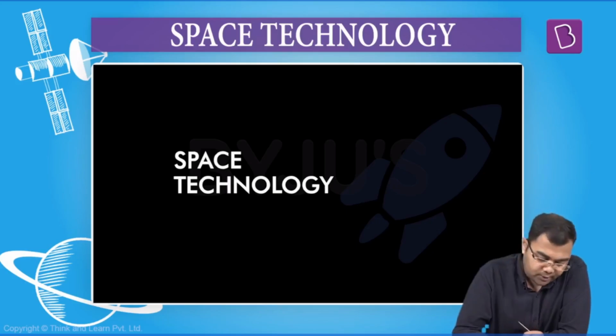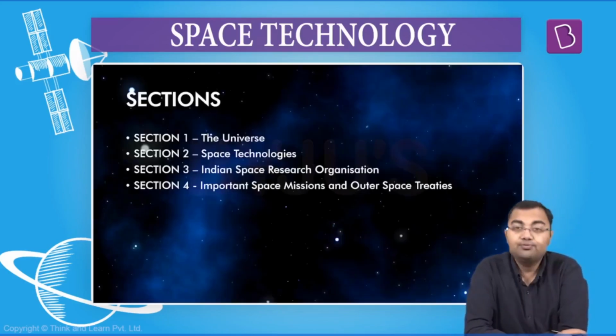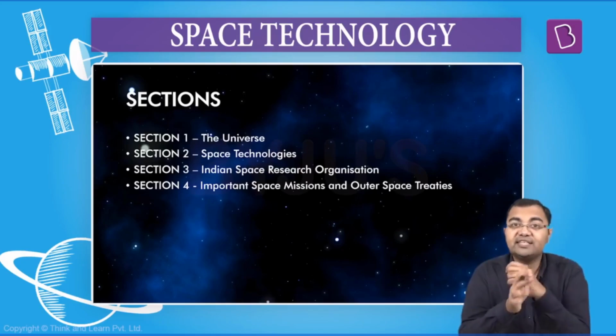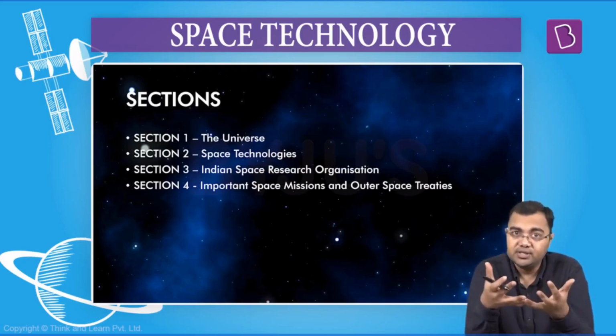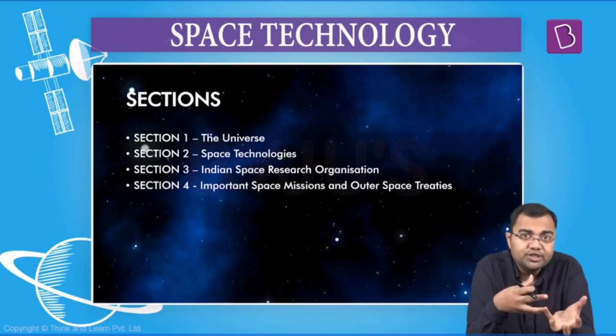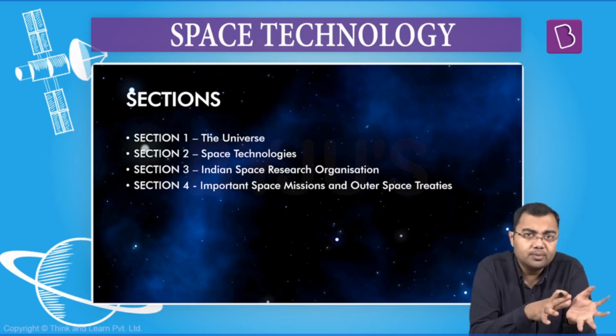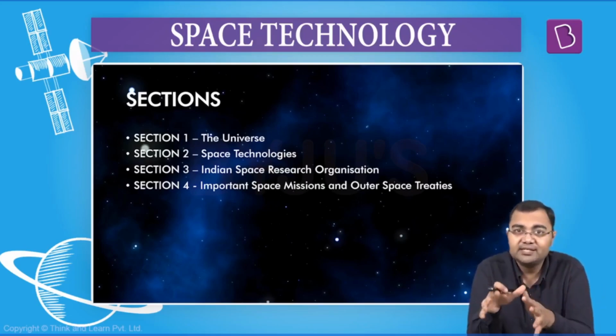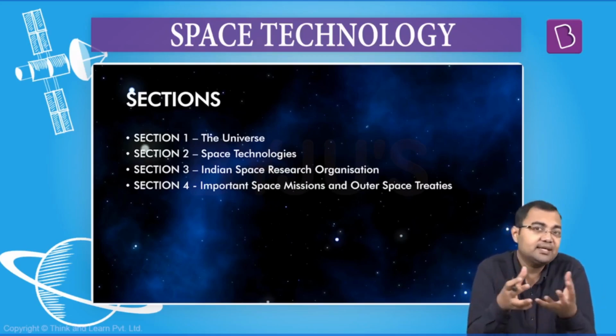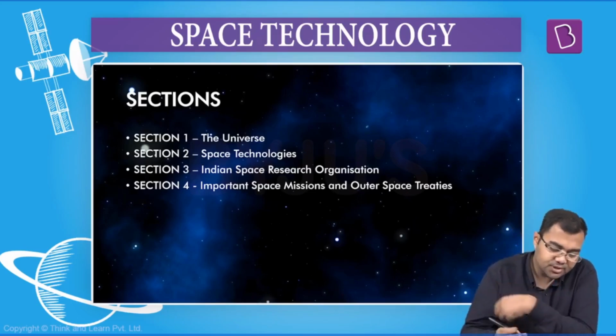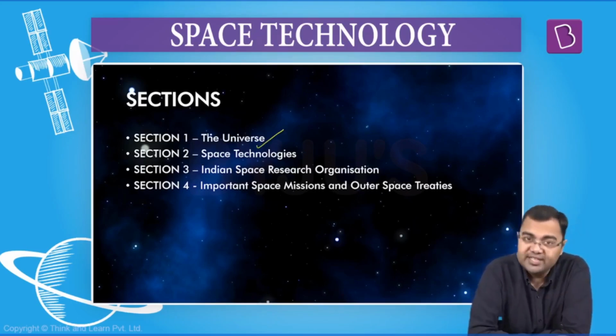Now, this module has been divided into 4 major sections. The first section that we have is about the universe. We learn the basics of formation of the universe, about dark energy and dark matter. Then we'll go on to some of the prelims related facts about some of the planets and about stars, etc. So this is what we are going to do in the first section.